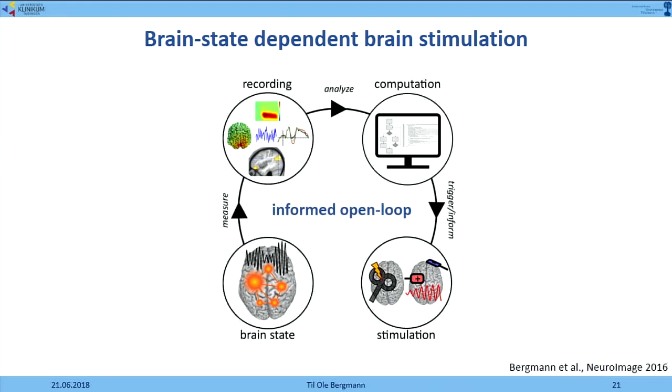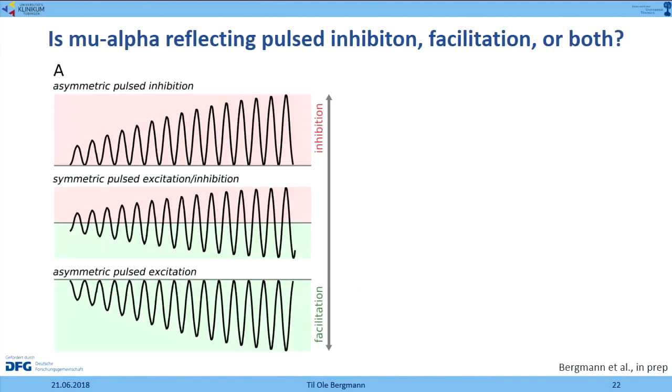So we detected the brain states that we were interested in, in this case with EEG, made some decisions based on power and phase, and then stimulated. It's not a fully closed loop here, so we are just characterizing certain brain states, but we're not modulating them. And the idea is to separate these three scenarios, so the mu alpha being asymmetric pulse inhibition, as I've shown before, maybe excitation and inhibition being modulated, or whether it's asymmetric pulsed facilitation actually.